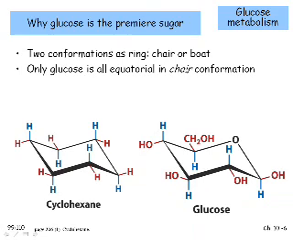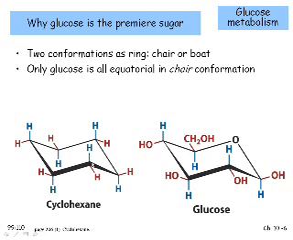Now, the Haworth projection makes it look like sugars are a pancake, which is convenient but not true. Sugars, in fact, can take on two different conformations. They can either be bent a little bit in what's called the chair configuration, or they can be buckled up a little in what's called a boat configuration.